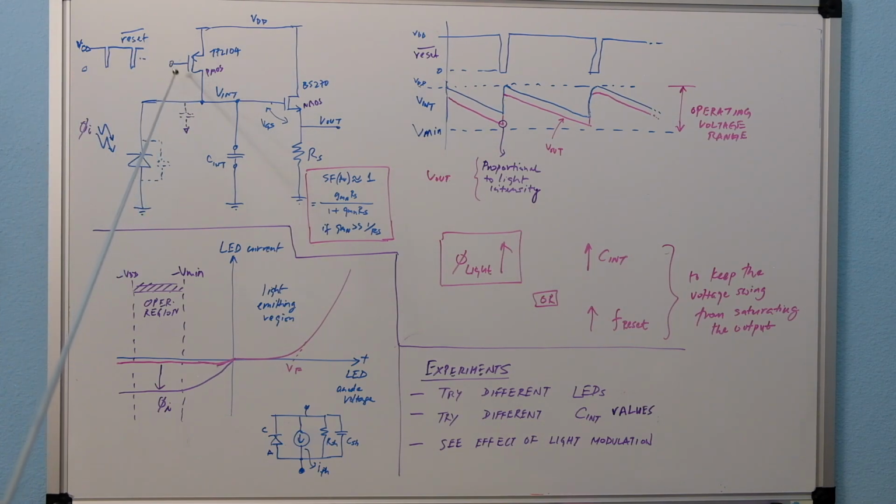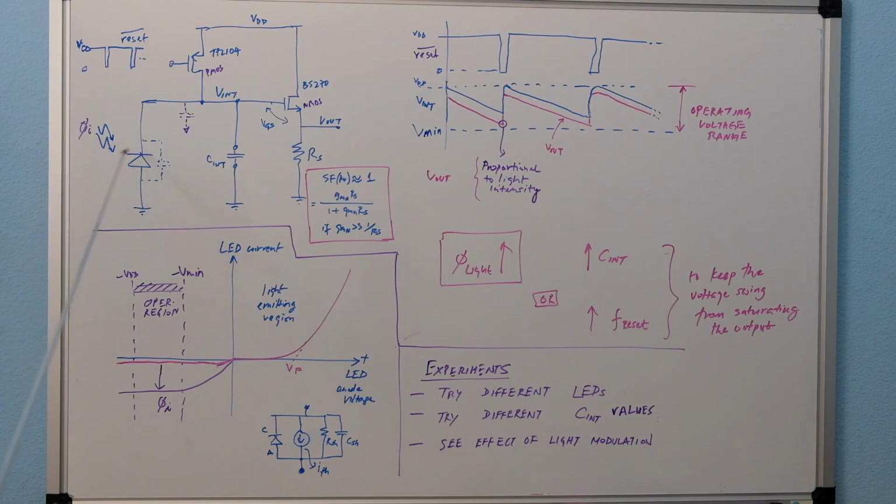Now when the switch is turned off, it's a very brief reset that you have. What happens is this node becomes high impedance because this is the gate of the NMOS transistor, and the only other place the current can go is to discharge out of the capacitor into the LED as the light shines on it.